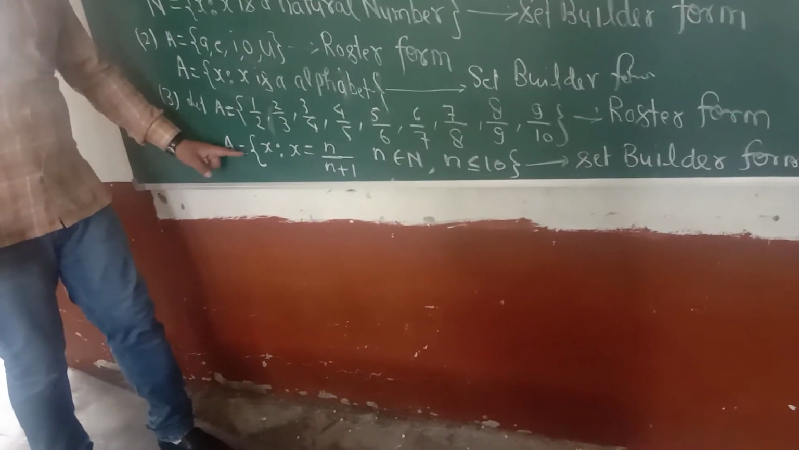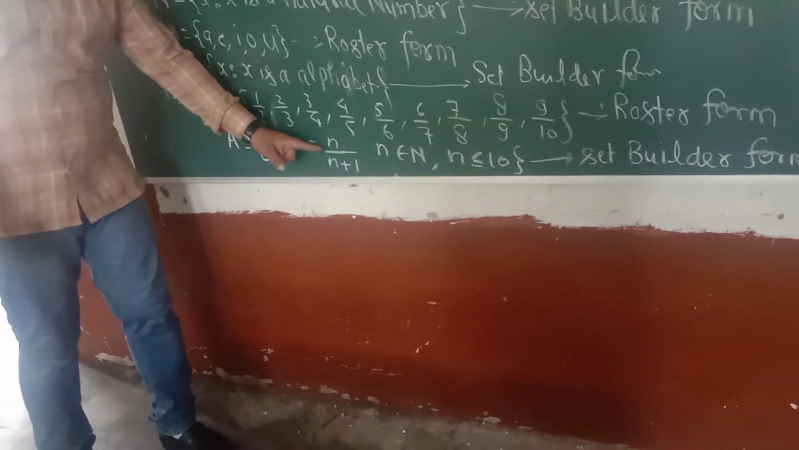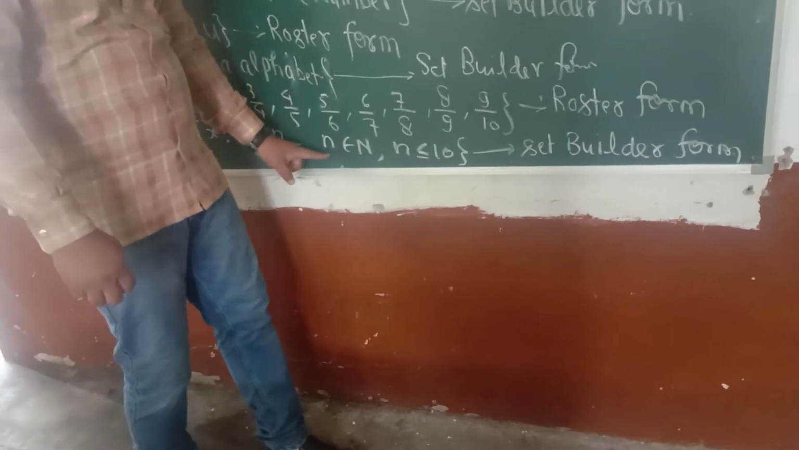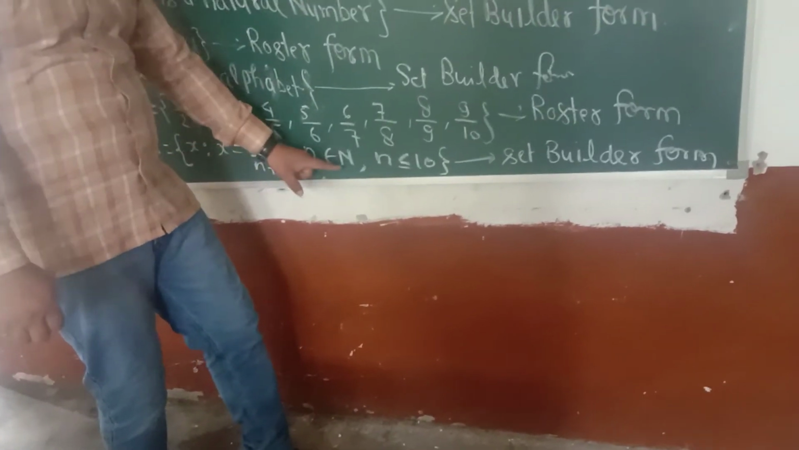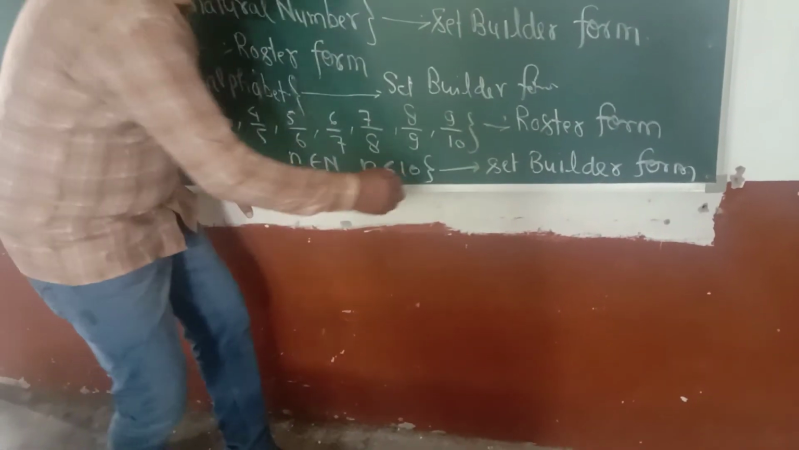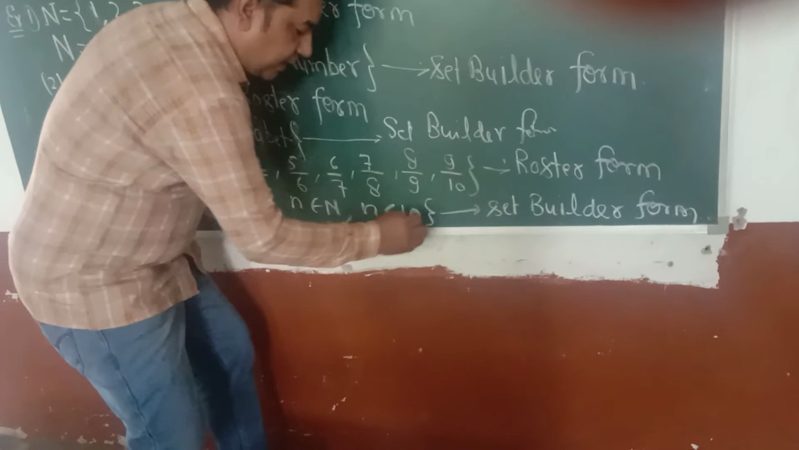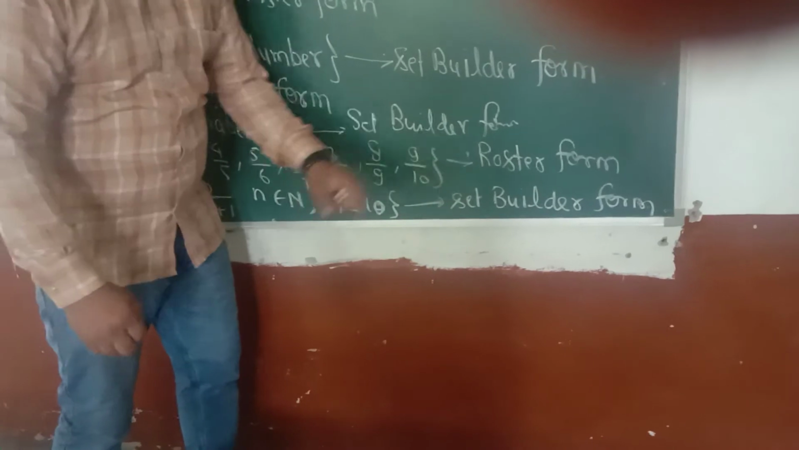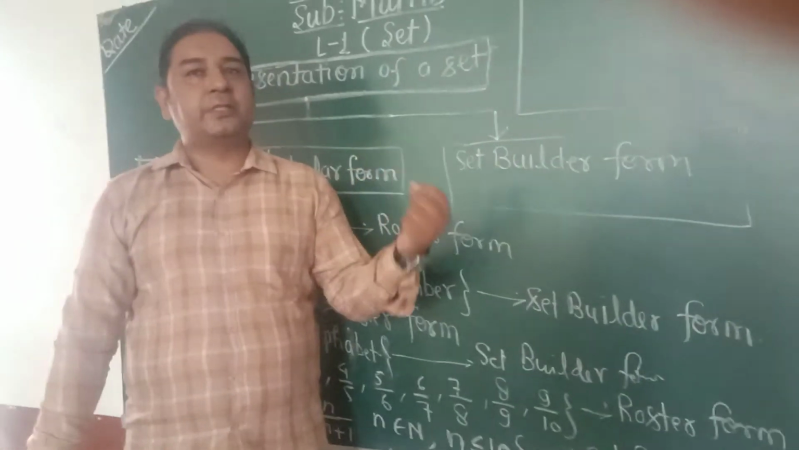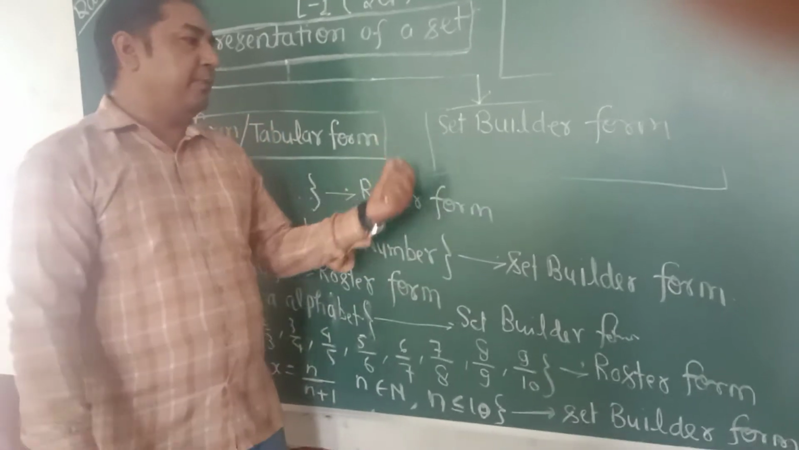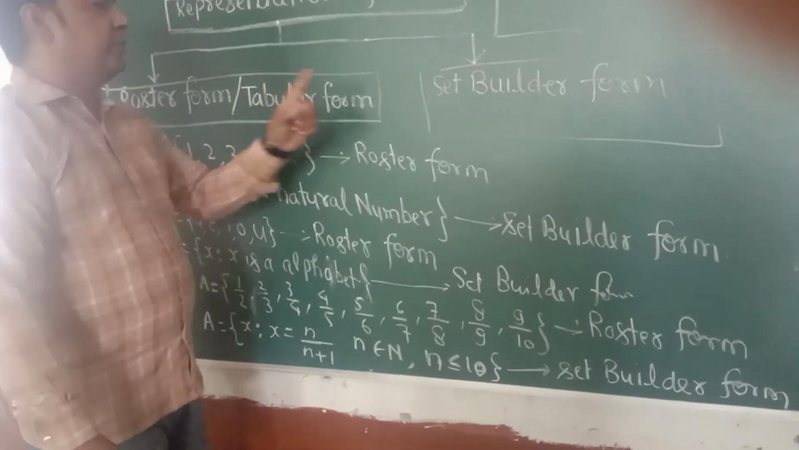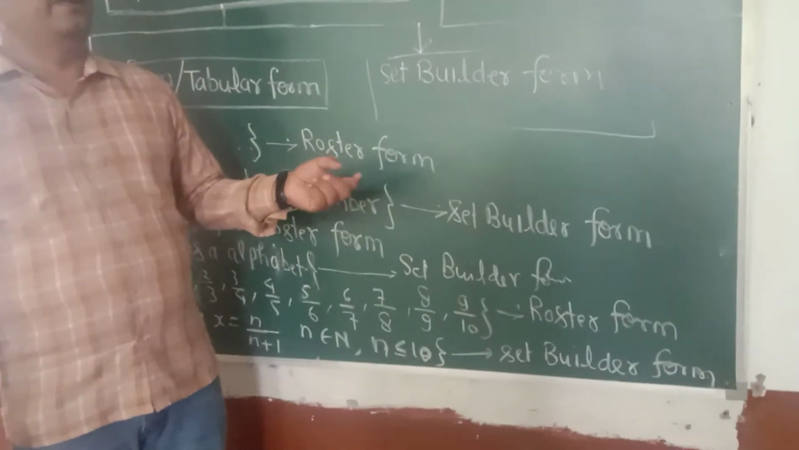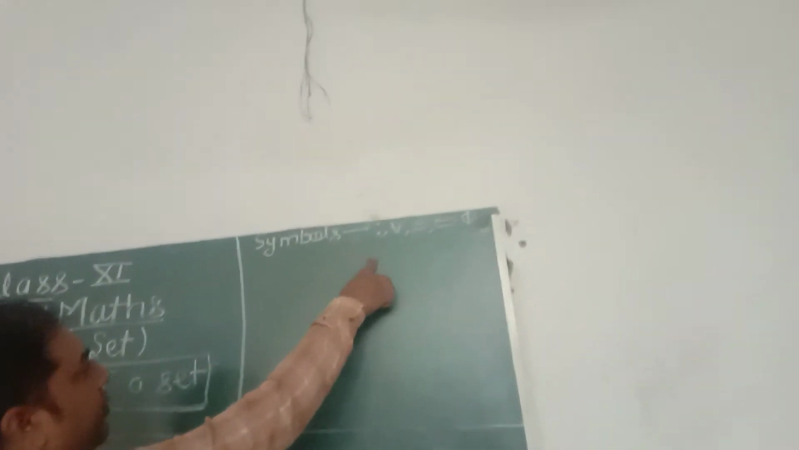So A equal to x such that x equal to n upon n plus 1, where n belongs to capital N, meaning the n that is written is an element of the set of natural numbers and its value is less than or equal to 10. n is less than or equal to 10. This is the set builder form. So in two exercises you just have to solve: convert roster form into set builder form, or check whether the given set is finite or infinite.